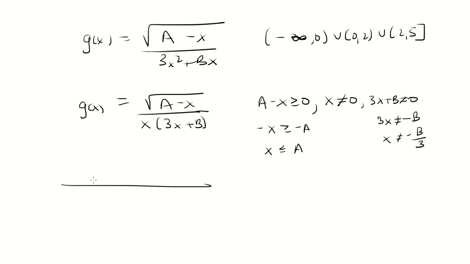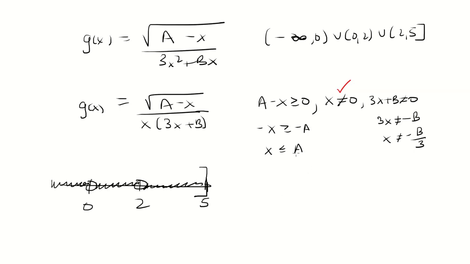So if we have a number line, we're going to plot the values here, 0, 2, and 5. So we want to stop at 5. Basically, we want to include everything except 0 and 2. And then we stop at 5. So we're going to put an open circle here at 0 and 2. So we know it cannot equal 0. That's this one. It has to be less than or equal to a, and it cannot equal negative b over 3.